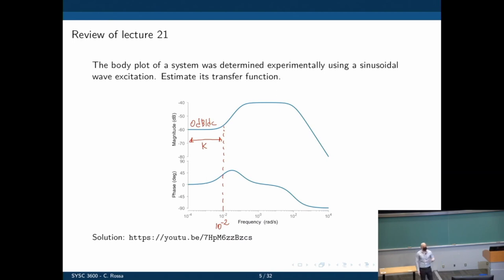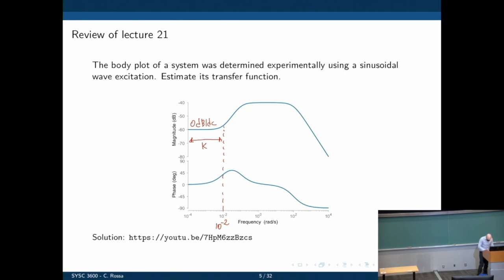What is making that slope change? Is that a pole or is that a zero? It's a zero, right? It's a zero because the zero adds 20 decibels per decade to the slope. The pole would add negative 20 decibels, which would make that go down, right? So the zero is adding 20 decibels per decade because you see now the slope is going up.